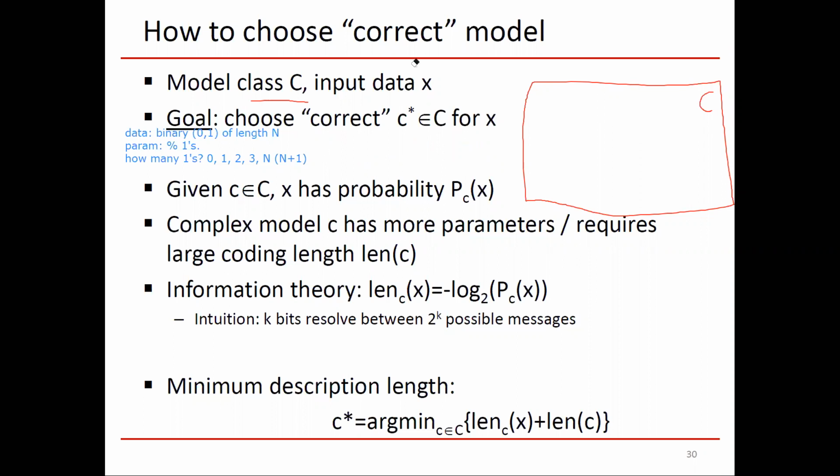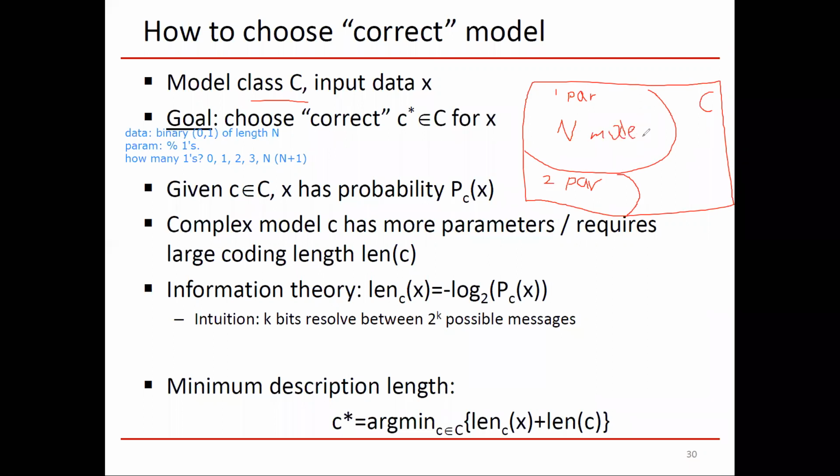But now suppose that you have more than one parameter. And suppose that capital C is a model class, and part of the model class is one parameter, and another part of the model class is two parameters. Now, to keep it simple, suppose that we have n models in this first part, okay?